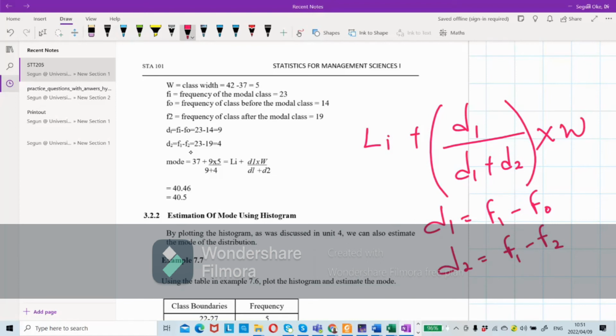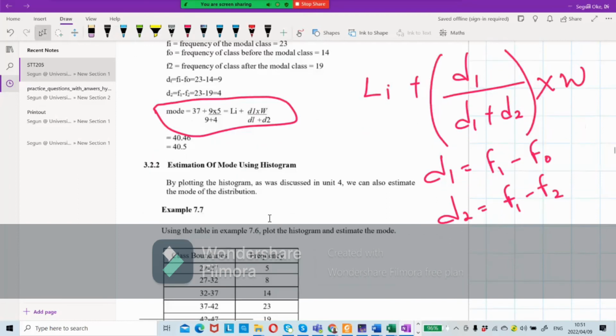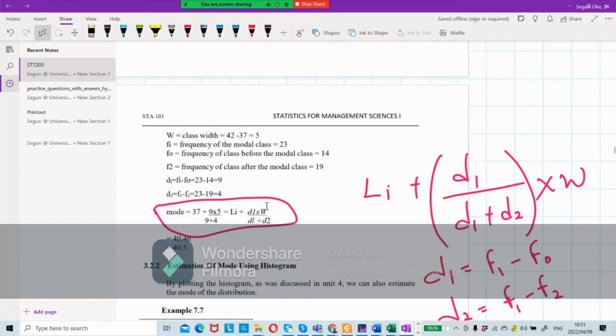You see, this is the formula we are using. It's in your notes, it's in your textbook. But when you see it in another way, it's still the same thing. So what you need to do is look at the definition. F1 is the same thing as the frequency of the modal class.